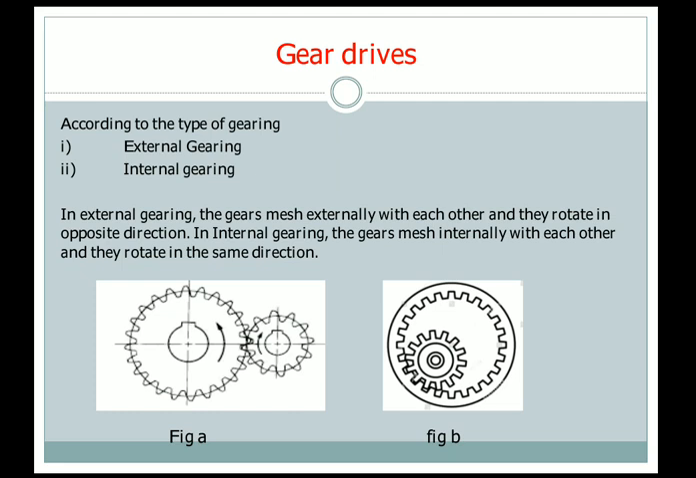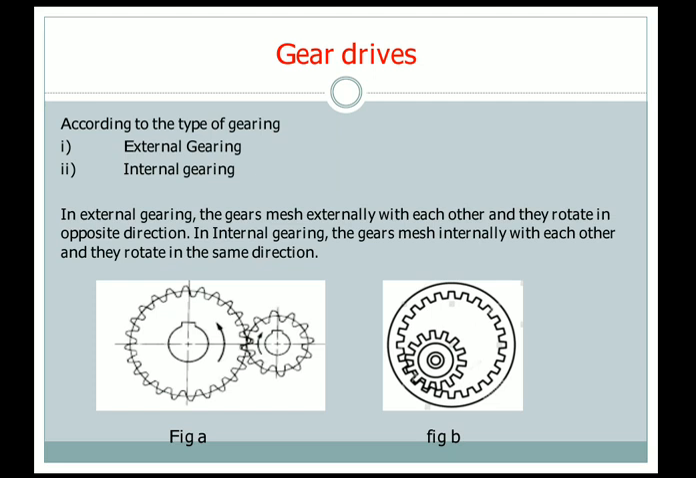In external gearing, the gears mesh externally with each other and they rotate in opposite directions. The gear teeth mesh each other externally, and they are rotating in opposite directions. If one gear is rotating in clockwise direction, then the adjacent gear rotates in counterclockwise direction.